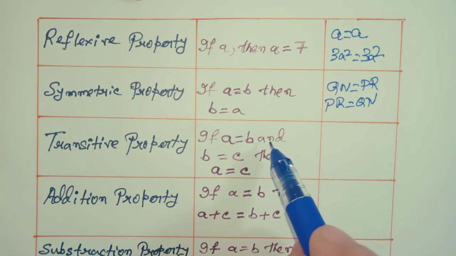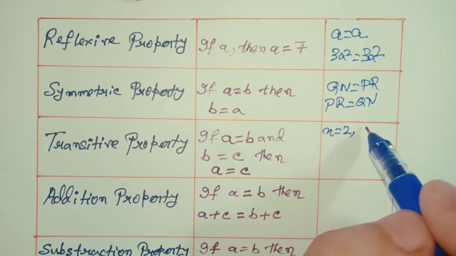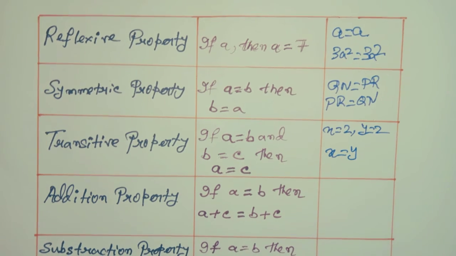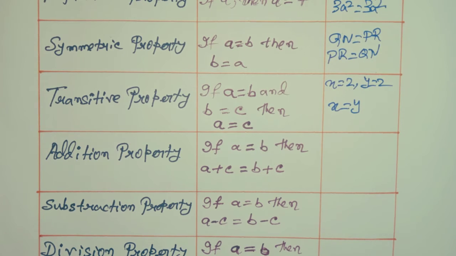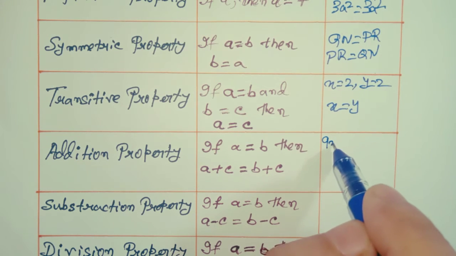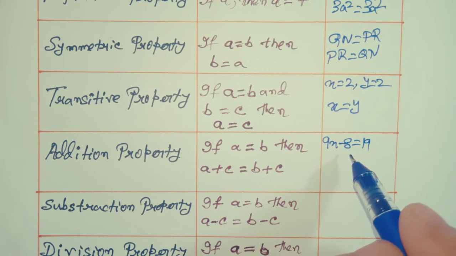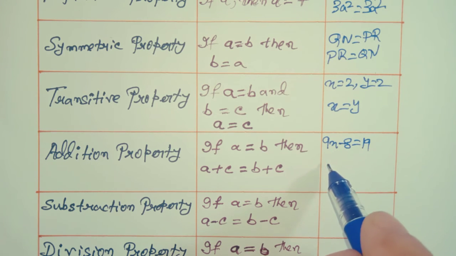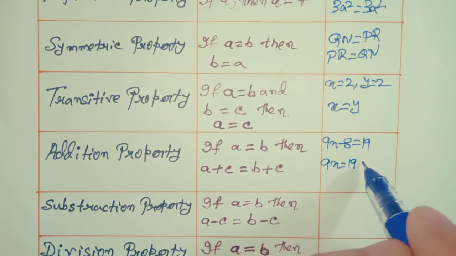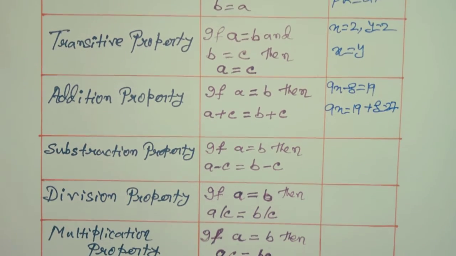Transitive property, let us see an example. Say I take x equals 2 and y equals 2, then x would be equal to y. This is called the transitive property. Let us see the addition property. Say 9x minus 8 equals 19, then I can say 9x would be 19 plus 8, which equals 27. This is the addition property.